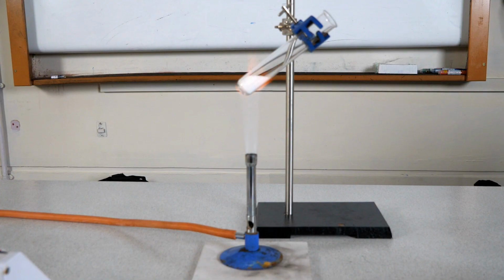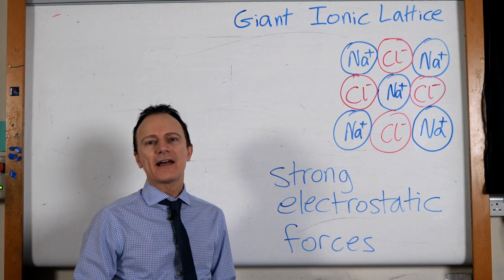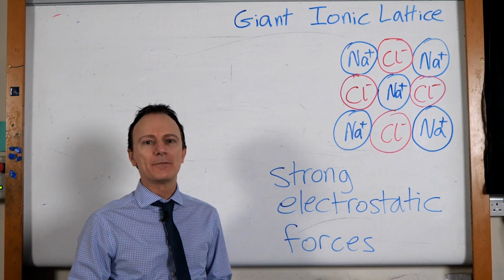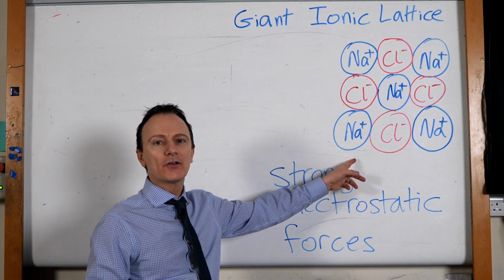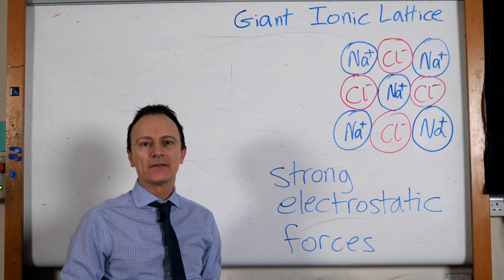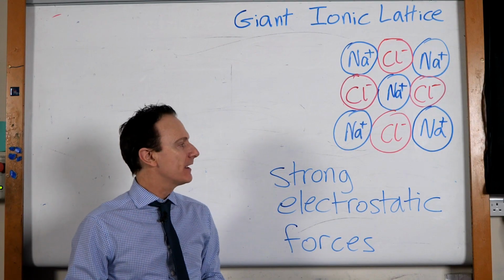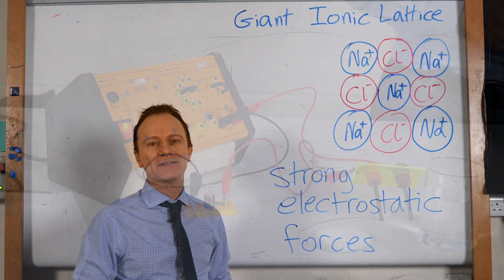The first property I'm showing you here is melting point. Here I've got some sodium chloride, a typical ionic compound, and it's been heated up quite strongly by this Bunsen burner for a few minutes now, and it's showing no signs of melting. That tells me that an ionic compound like sodium chloride has a high melting point. The reason ionic compounds have such a high melting point is these strong electrostatic forces between the ions. A lot of energy needs to be put in to overcome these forces.